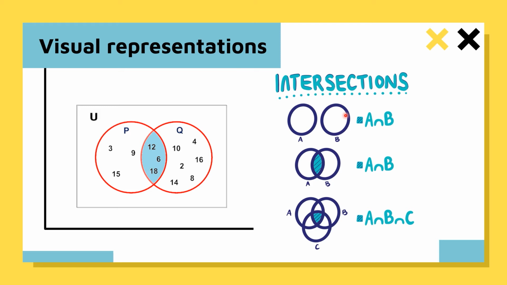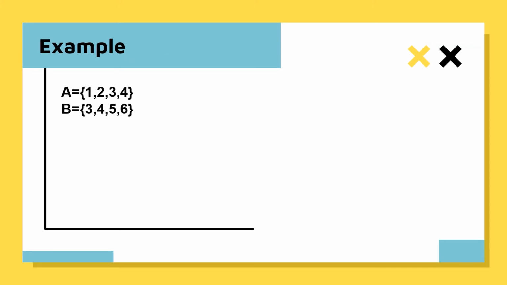Okay, so keep this in your mind, how to represent intersection as a Venn diagram. Now let's move on to a few examples on how to find out intersection. Okay, let me give you two sets. A is equal to {1, 2, 3, 4} and B is equal to {3, 4, 5, 6}. What will be A intersection B?